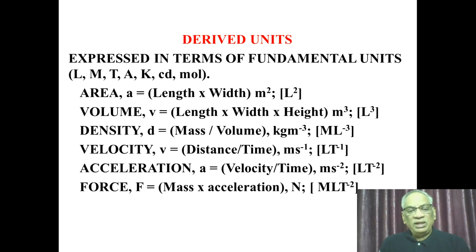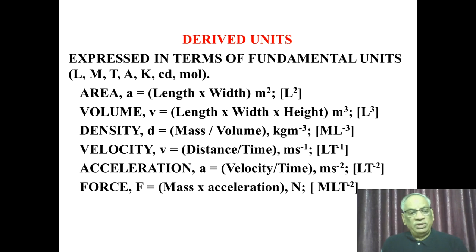Similarly, volume is length into width into height. So meter cube is the unit in SI units, of course, and the dimension is L to the power of 3. So here M is 0, T is 0. Only length dimensions are there in area and volume. When it comes to density, mass per unit volume, the unit is kg per meter cube, kg meter to the power of minus 3. So mass dimension is 1, length dimension is minus 3, and time dimension is 0. So it's M to the power of 1, L to the power of minus 3 and T to the power of 0.